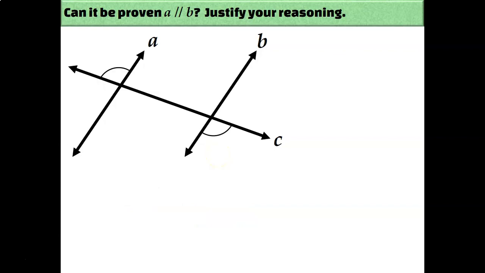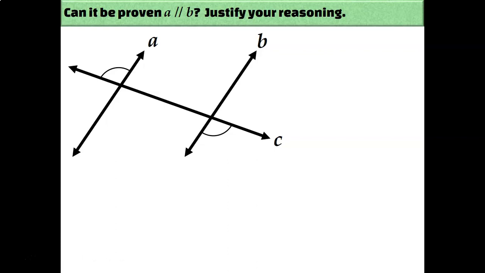And what about our last one? What kind of pair of angles do we see this time? Well, they're on opposite sides of the transversal. One is above line C, one is below line C. And they're on the exterior of the 2 lines that we're trying to prove are parallel. That makes them alternate exterior.